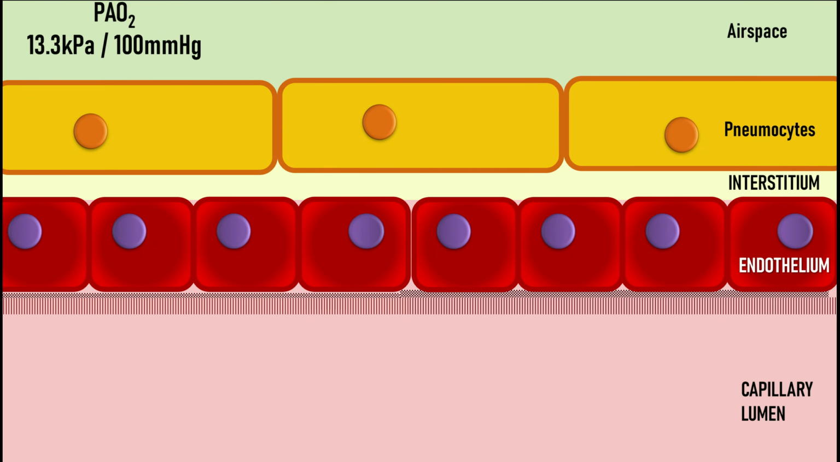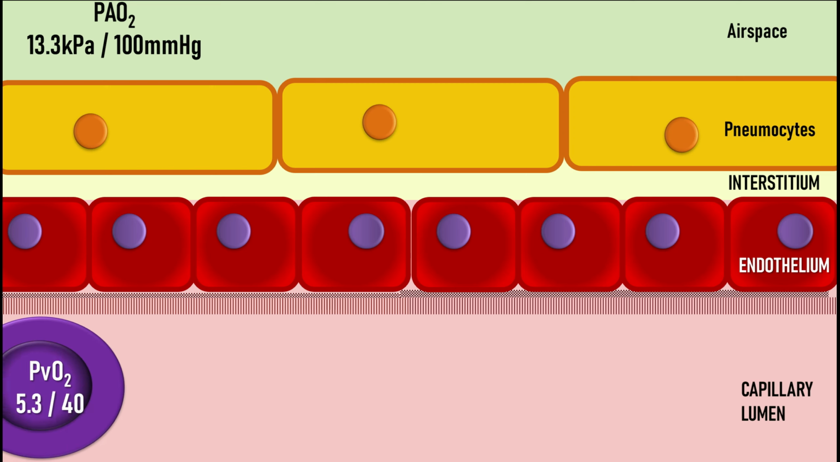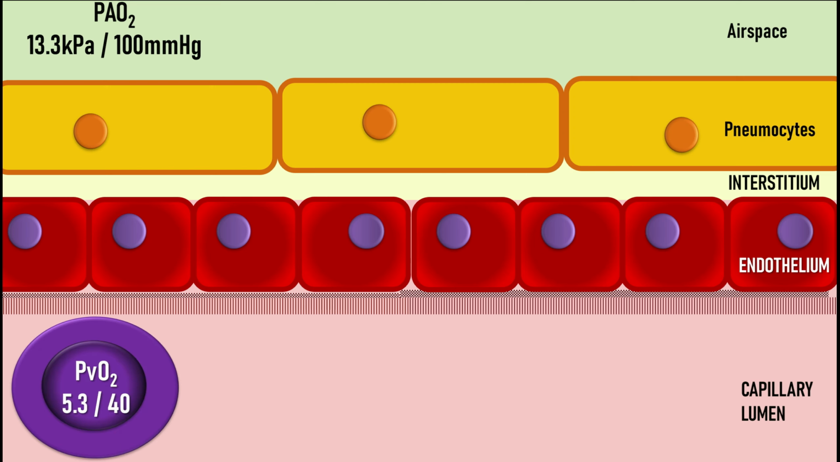This is an illustration of the alveolar capillary interface in the lung. The airspace is at the top and the capillary lumen is at the bottom. The oxygen tension in the alveolus is 13.3 kilopascals or 100 millimeters of mercury. Blood returning from the right side of the heart has a PvO2 of 5.3 kilopascals or 40 millimeters of mercury. This is also the intracellular PO2 of erythrocytes or red blood cells.